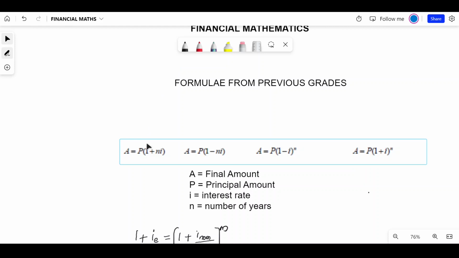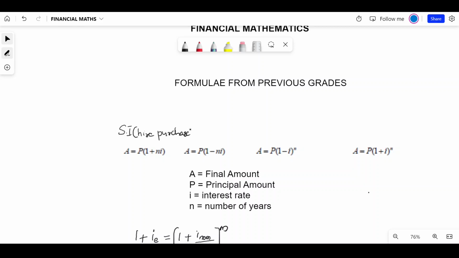This first formula is used only when the question talks about simple interest. Also when the question talks about hire purchase, then you use this formula. You use these next formulae only for depreciation. So these two formulae are for depreciation questions.